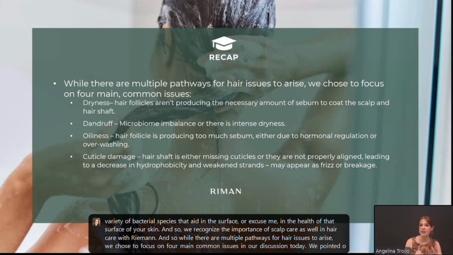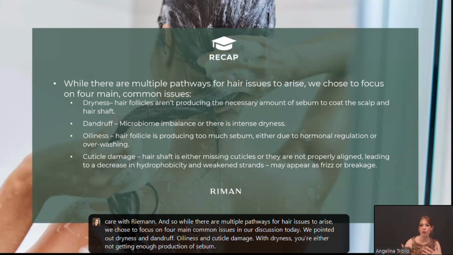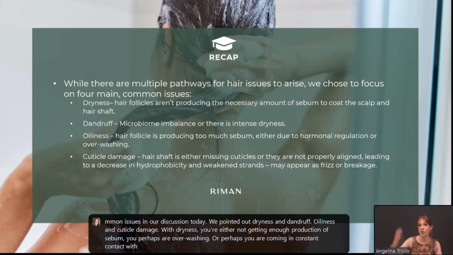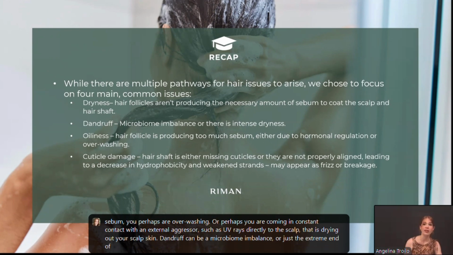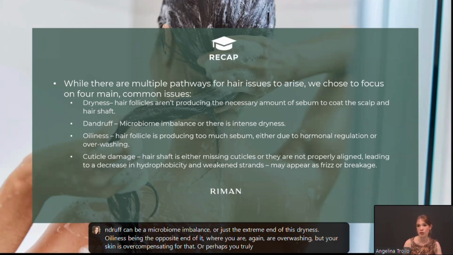We pointed out dryness and dandruff, oiliness, and cuticle damage. With dryness, you're either not getting enough production of sebum, you perhaps are overwashing, or perhaps you are coming in constant contact with an external aggressor, such as UV rays directly to the scalp, that is drying out your scalp skin. Dandruff can be a microbiome imbalance or just the extreme end of this dryness. Oiliness being the opposite end of it, where you again are overwashing, but your skin is overcompensating for that, or perhaps you truly are just producing too much sebum.